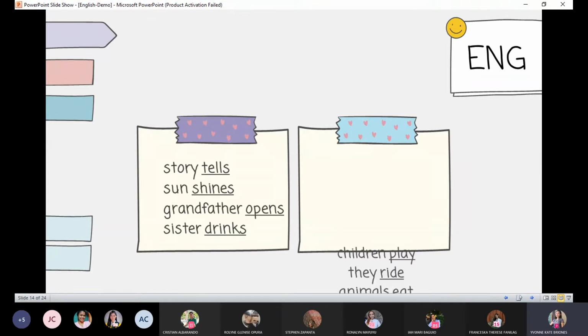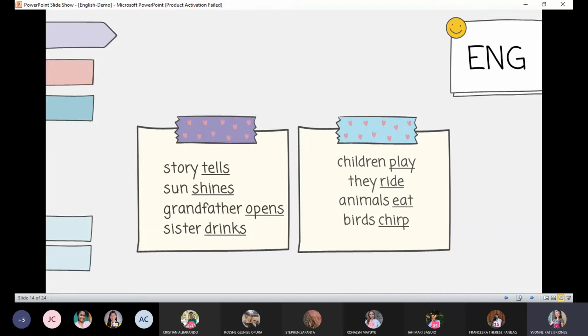Who wants to volunteer to read phrase two? Me, teacher. Okay, Ronaldine. Children play. They ride. Animals eat. Birds chirp. Okay. What happens to the verbs here? How do they end? Without S, teacher. Yes, very good.